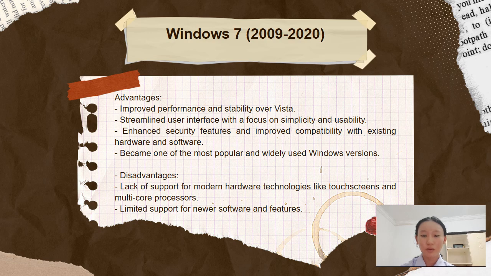It became one of the most popular and widely used Windows versions. The disadvantage: lack of support for modern hardware technology, touchscreen, and multi-core processing. Limited support for newer software and features.